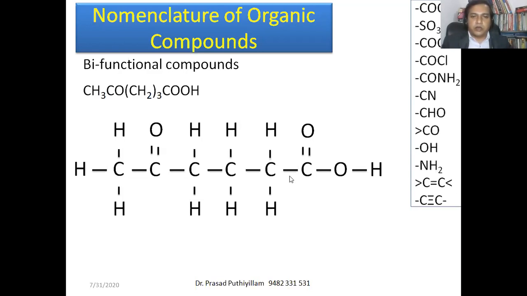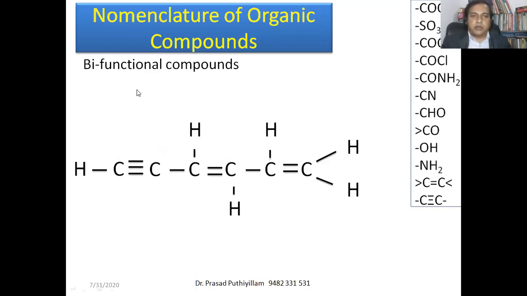Therefore, it is 1, 2, 3, 4, the fifth carbon atom has the oxo functional group, and for the one carbon atom, there is no need to mention it because we have to write -oic acid. Therefore, it is 5-oxohexanoic acid. This is 5-oxohexanoic acid, the IUPAC nomenclature of the given compound.